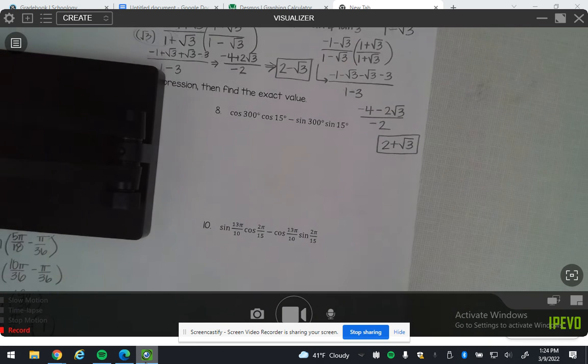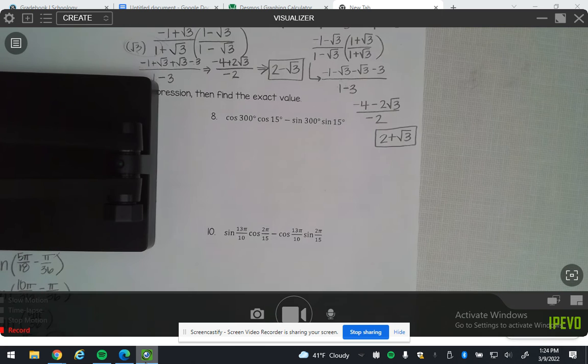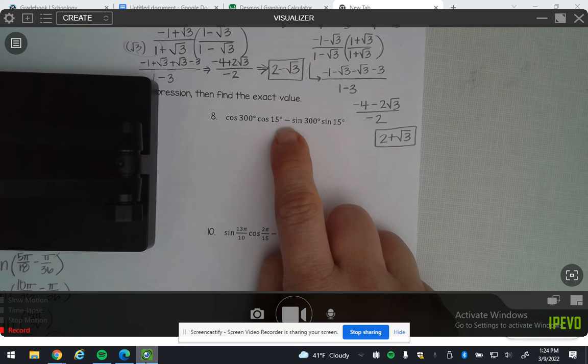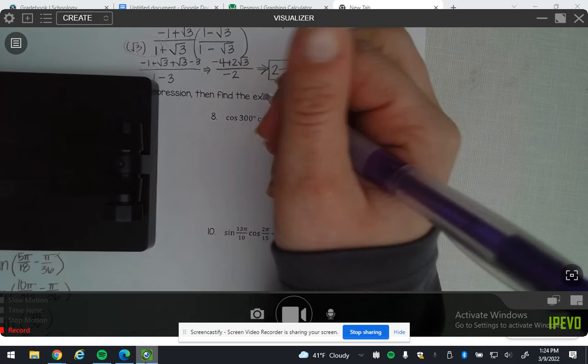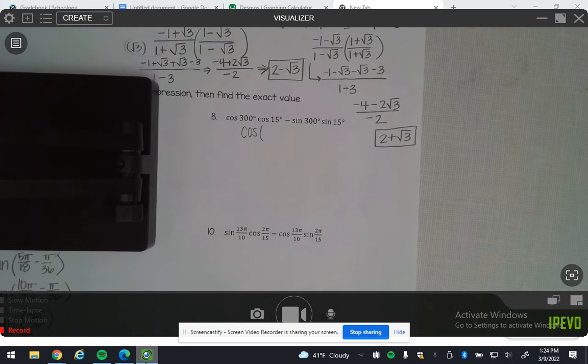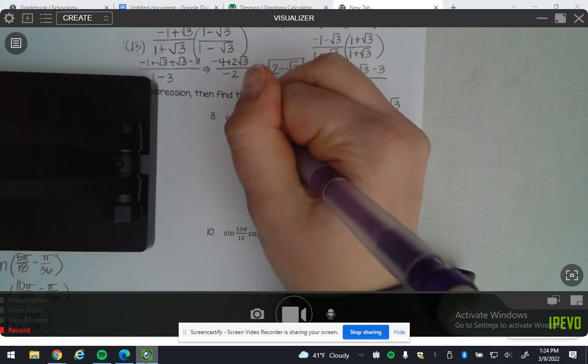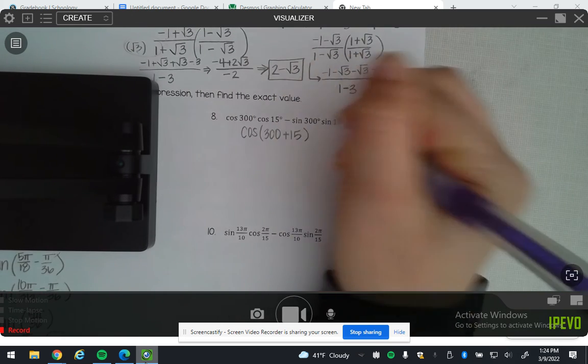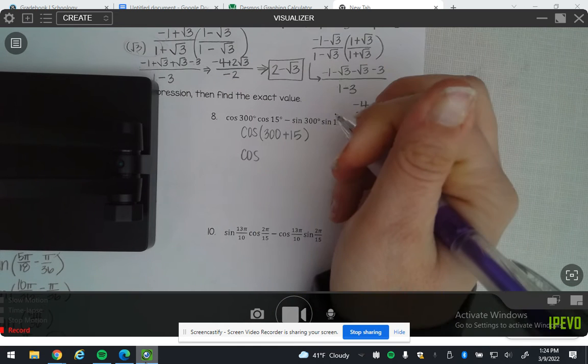8. Now, my hint for 8. Are the sines and cosines mixed together? No. Right? If they're not mixed together, you go to look at cosine immediately. Look at your two cosines, sum and difference. If this is subtraction in between them, it's actually the sum of them. So this is the same as the cosine of what plus what? 300 plus 15. So this is the cosine of what?